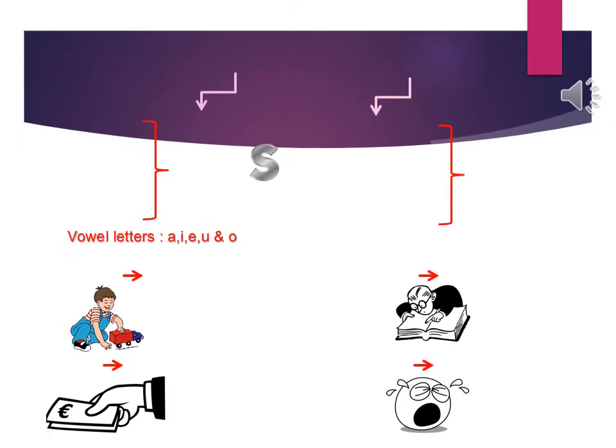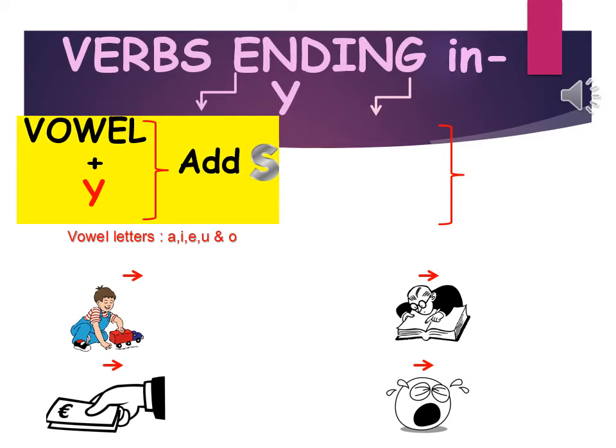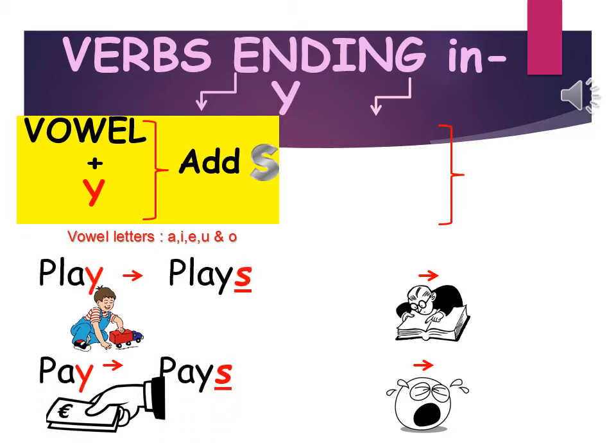But if the verb ends in y, we have two situations. The first one is if the verb ends in a vowel, then followed by y. The vowel is a strong letter, it can keep the y in the verb when the s enters the verb. So we only have to add s to the verb without changing anything. Like play, plays, pay, pays.